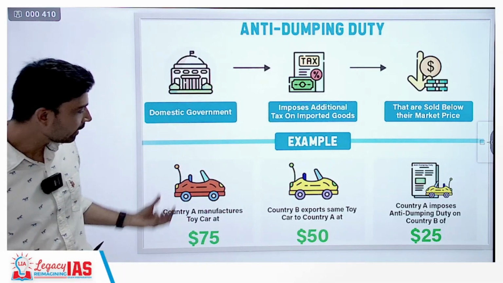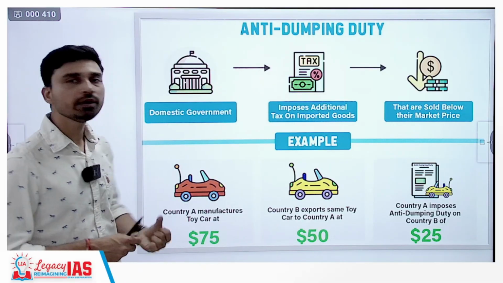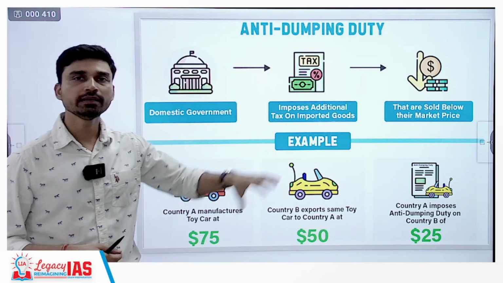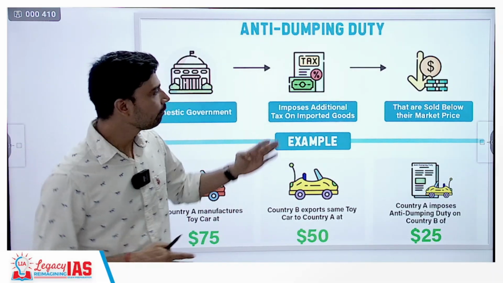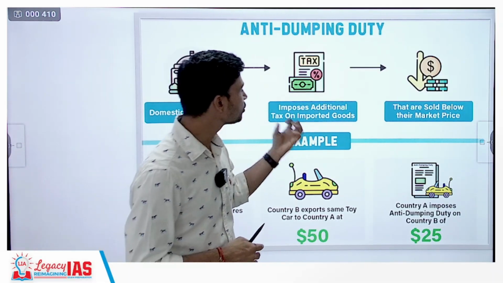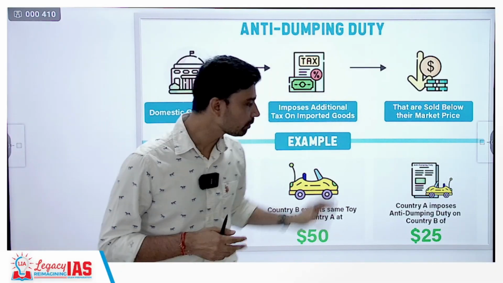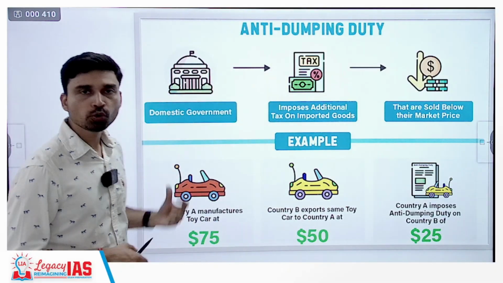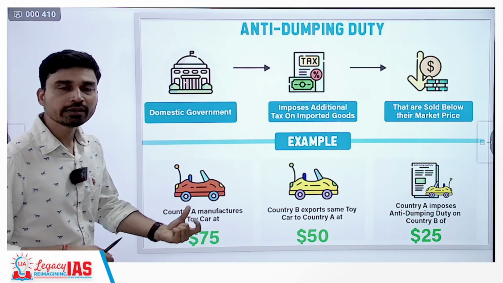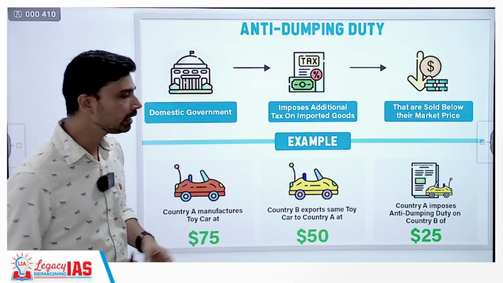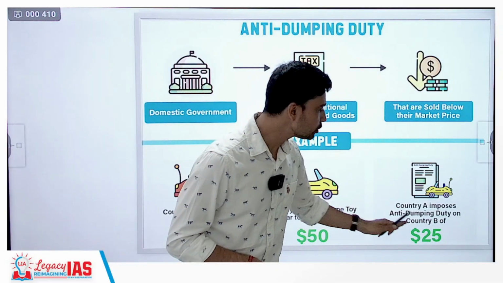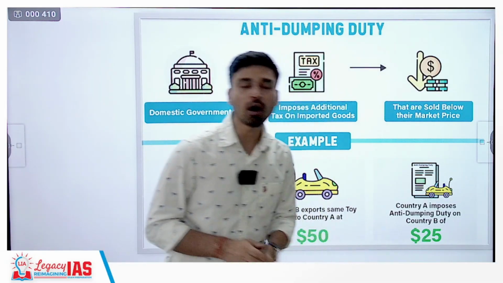So to ensure that there is no such unfair advantage that the importers are enjoying, government can then decide to impose additional tax on the imported goods, specifically when they are being sold below their market price. So in this context, to ensure that both domestic players and international players enjoy a level playing field, the government of country A can impose an anti-dumping duty on country B of $25.